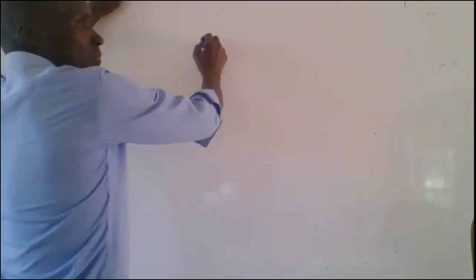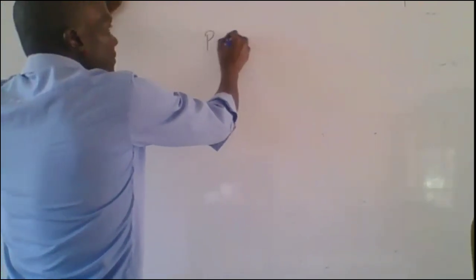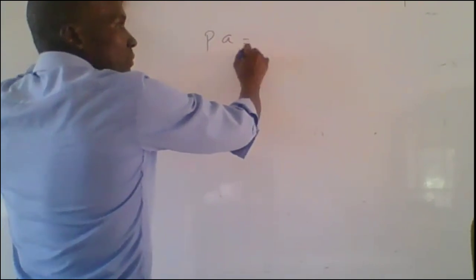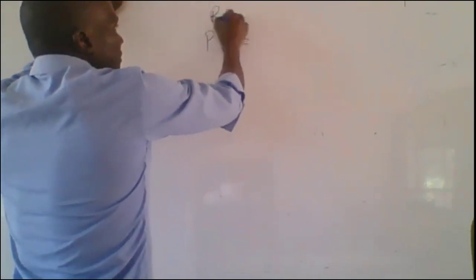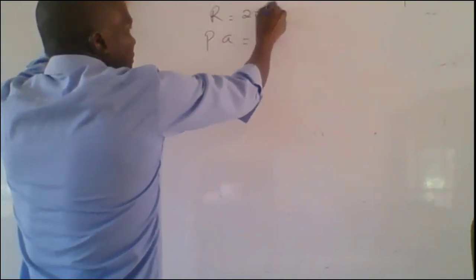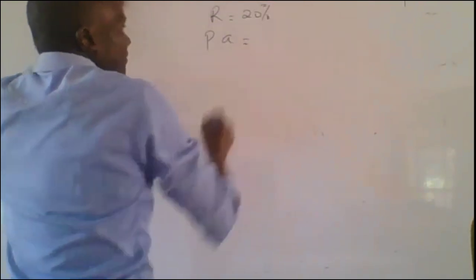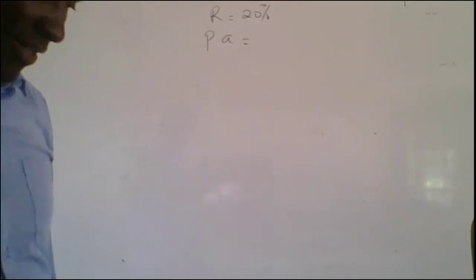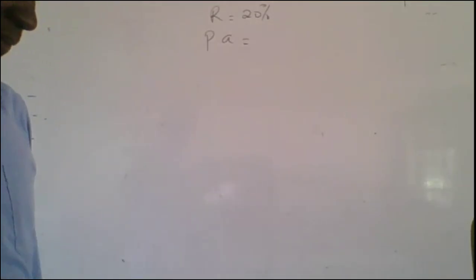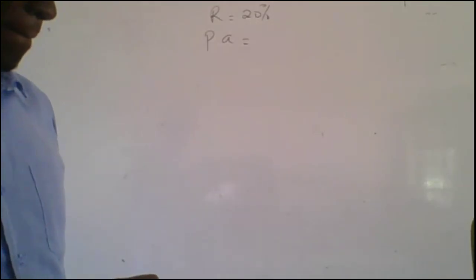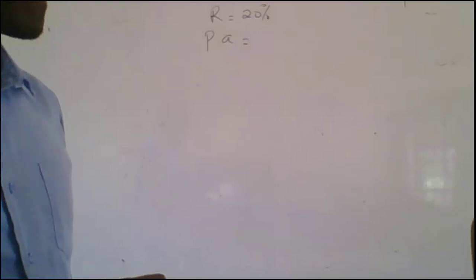Come again. We have interest compounded at the rate of 20% per annum quarterly, and we have interest compounded quarterly. Yes, and we have interest compounded quarterly. All right.